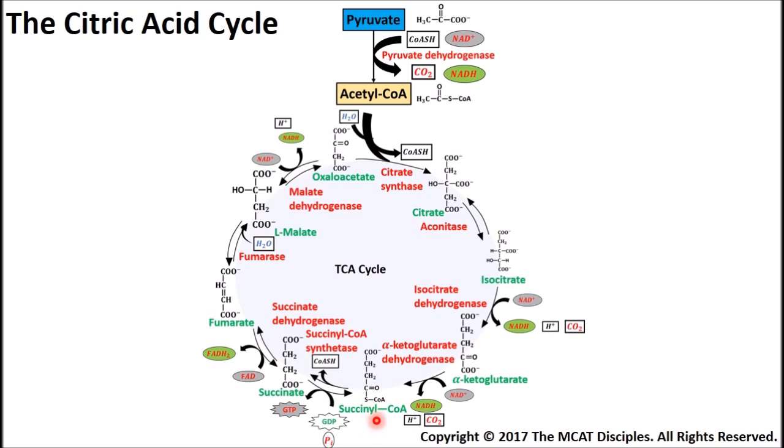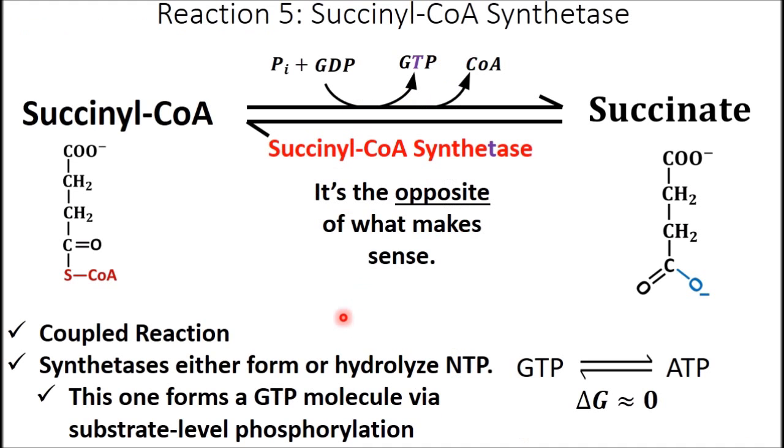Now we're going to go through succinyl CoA via succinyl CoA synthetase to form succinate, and in doing so we're going to form a GTP because it's a synthetase. Remember, synthetases form NTP molecules, and in doing so we're going to release a CoA group. So here we are. Succinyl CoA via succinyl CoA synthetase to form succinate. We take Pi, we take GDP, and we form a GTP molecule, and we release a CoA group.